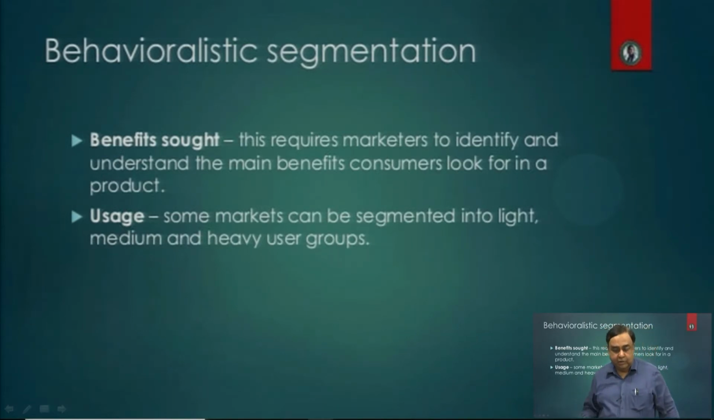As I told you a few minutes back, for Colgate, if customers are very conscious about their teeth and the white coloration of the teeth, they will go for Colgate. If the customers are very health conscious, they will go for Vicco Vajradanti and Neem. Depending on the benefits which customers require, we have to prepare separate segments. Next is the usage, where some markets are segmented into light, medium or heavy usage.